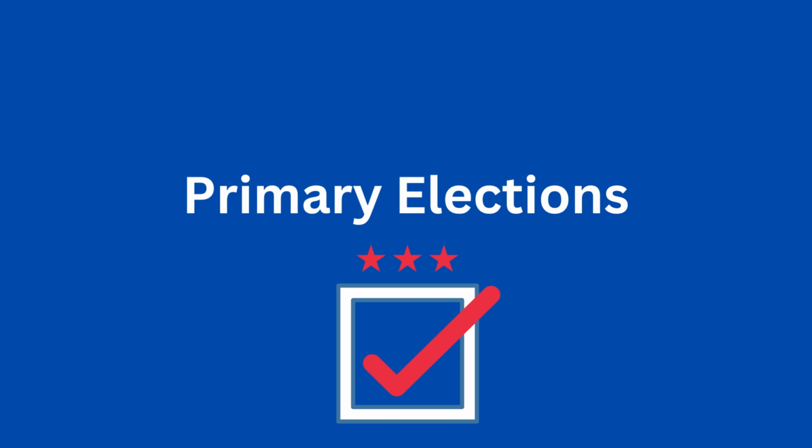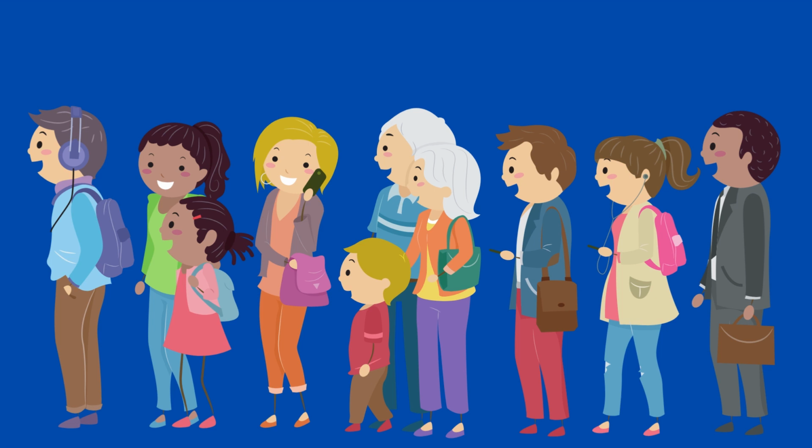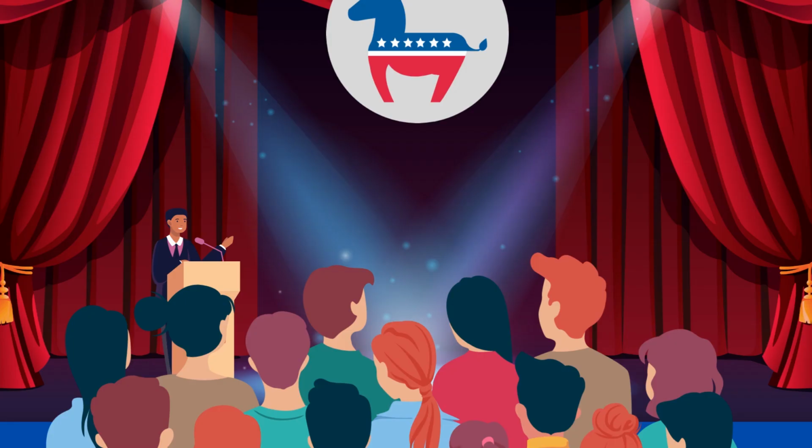Primary elections. In primary elections, registered party members and, in some cases, independent voters cast their ballots for their preferred candidates. The outcome of these primaries plays a crucial role in deciding which candidates will receive the party's nomination. Primary elections are held in all 50 states, the District of Columbia, and United States territories, and they follow different rules and procedures depending on the state. Some states hold open primaries, where voters from any party can participate, while others have closed primaries, which restrict participation to registered party members.